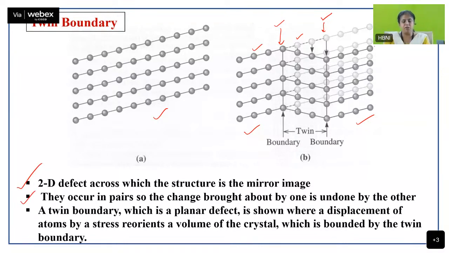They occur in pairs so that the change brought about by one is undone by the other. A twin boundary, which is a planar defect, is shown where the displacement of the atoms by stress reorients the volume of the crystal, and it is bounded by a twin boundary. So these are actually observable, not just by electron microscope, but you can also observe this twinned region. This region would be called the twinned region. They are observable even by optical microscope.